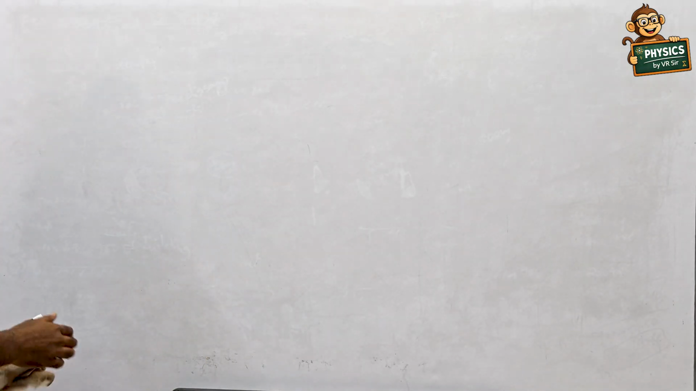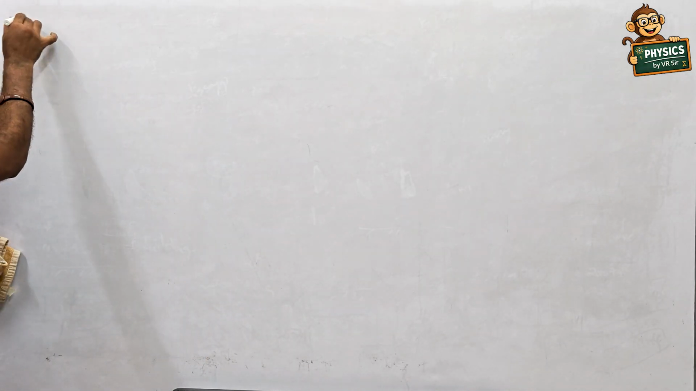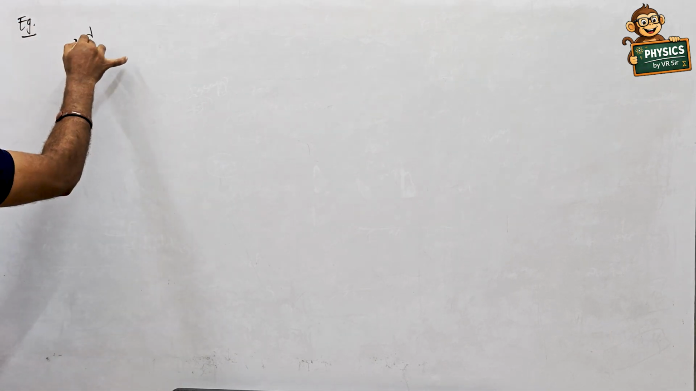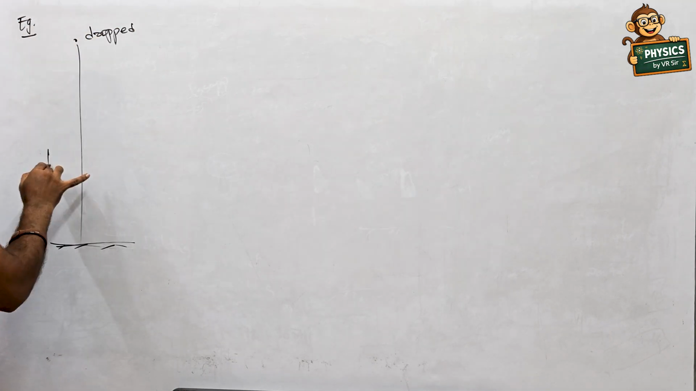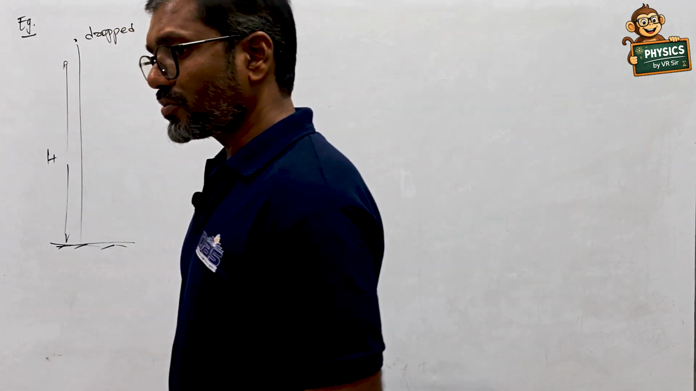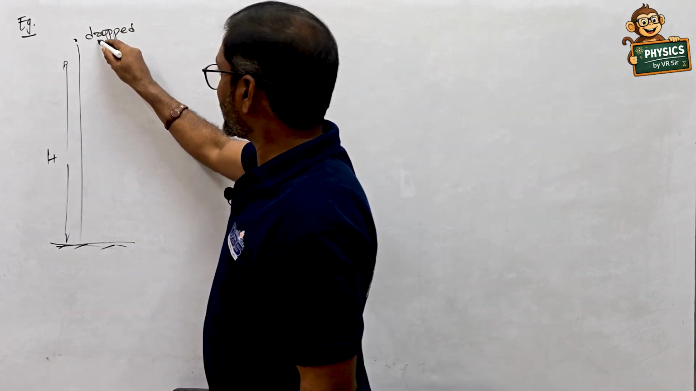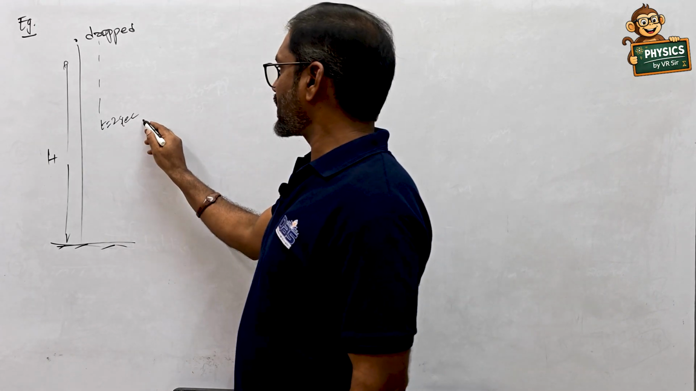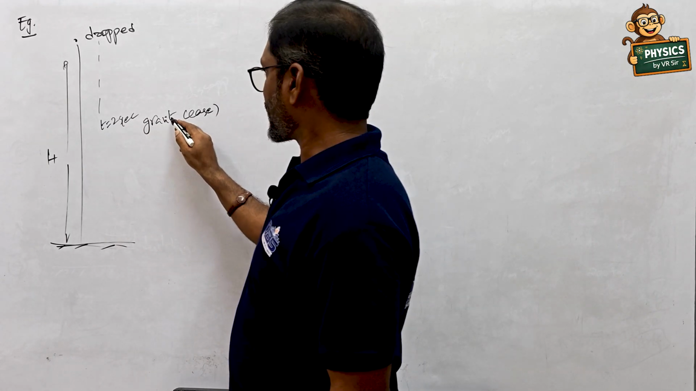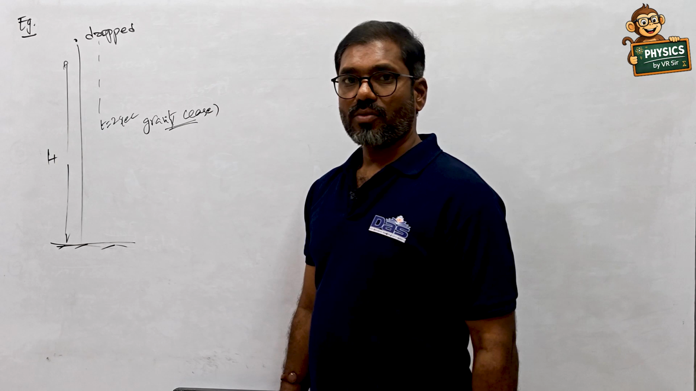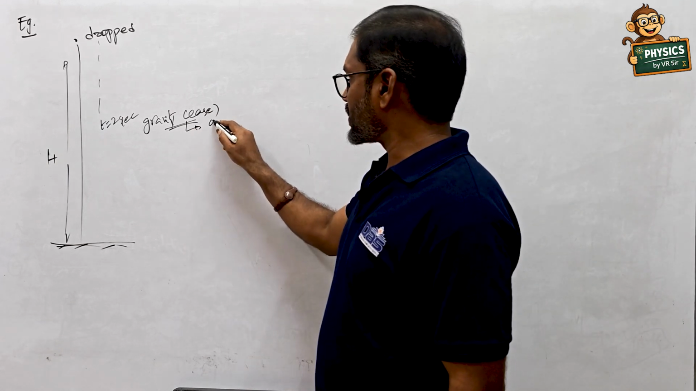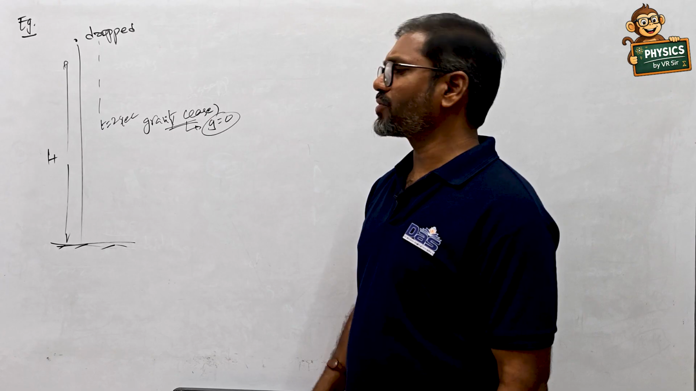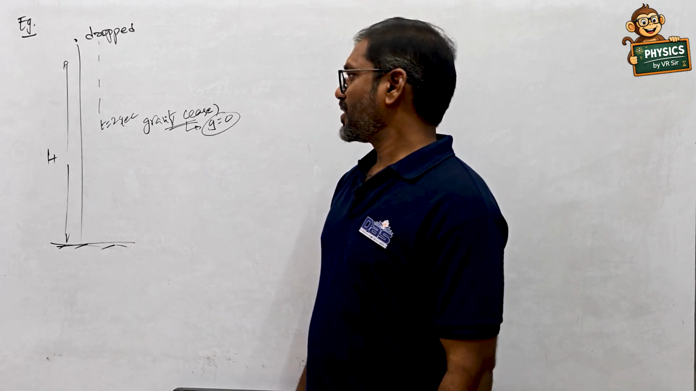So let's take some other examples connected to motion under gravity. Here, an object is dropped from some height h. The question description is that it has fallen for t equal to 2 seconds, and after 2 seconds gravity ceases. What does it mean? The gravity all of a sudden disappears. Of course, it is a hypothetical case.